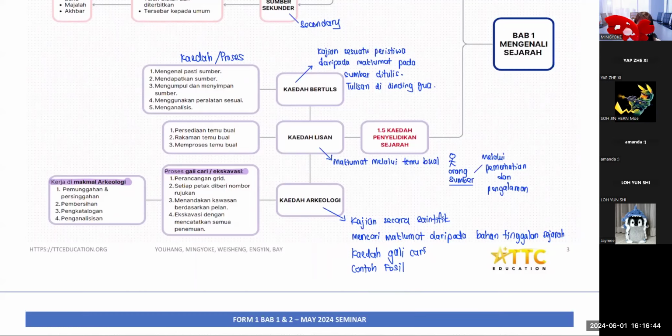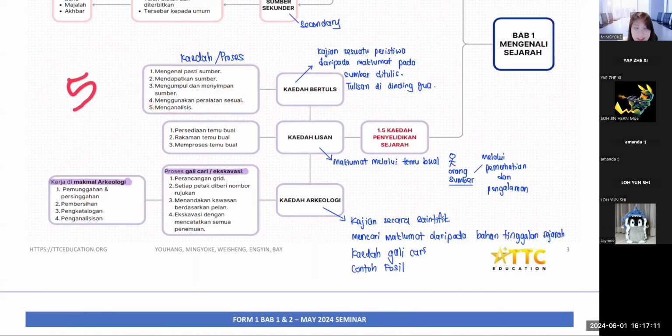Example, it's a crab. So all these are the methods of how we find it. One is by carving or writing on a surface. One is by asking and listening. One is by digging it out. So for kaedah bertulis, in this case, these are the processes you need to know.